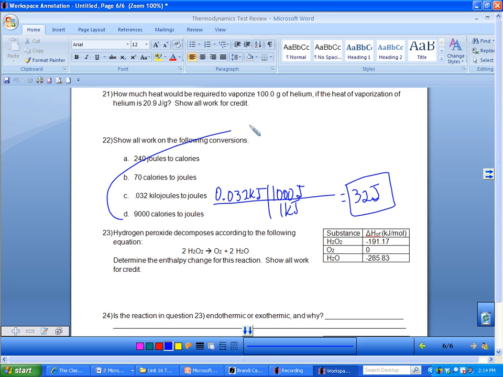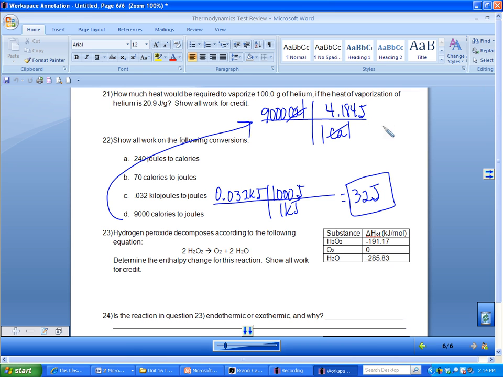And then I want to convert calories to joules. So I'm going to do it up here. 900 calories has one significant digit. And I want to go to joules. There is 1 calorie for every 4.184 joules. So I'm going to multiply 9,000 by 4.184. I want one significant digit in my answer. So when I'm finished with that multiplication, I got 37,656. Too many digits. So I'm going to round that off to 40,000. There we go. All right, so I'm going to put this one up.